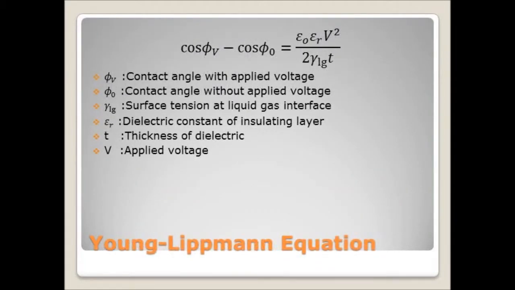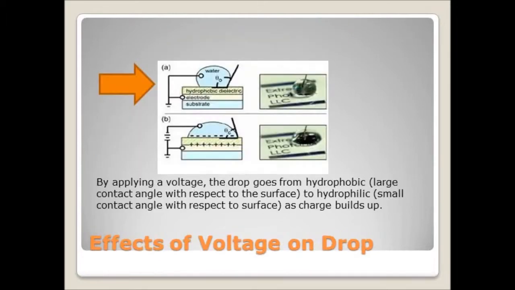The Young-Lippmann equation describes the behavior of a drop on a work surface. What this equation tells us is that by changing a voltage, we can change the contact angle of an electrolyte with respect to the surface. Graphically, this is displayed here. So in the top picture, we have a droplet of water with a large contact angle, which has no potential difference. When you apply a potential difference, the water spreads out and creates a smaller contact angle.